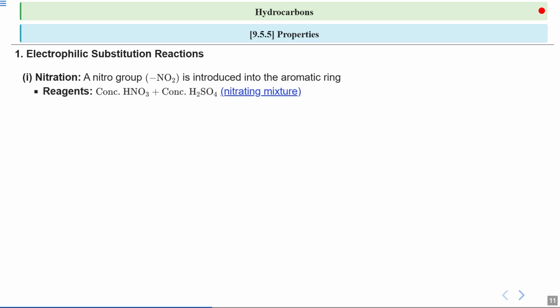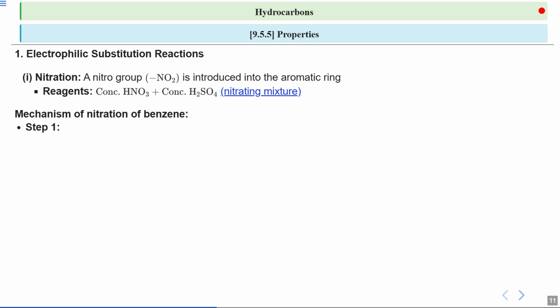To carry out nitration, we use a mixture of concentrated nitric acid and concentrated sulfuric acid. This combination is called the nitrating mixture. The sulfuric acid acts as a catalyst and helps us to generate and regenerate the active species needed for the reaction. Got it? So what will be the mechanism? The general mechanism will be followed. Now we have to see how it is specifically applied to produce the NO2 plus electrophile.